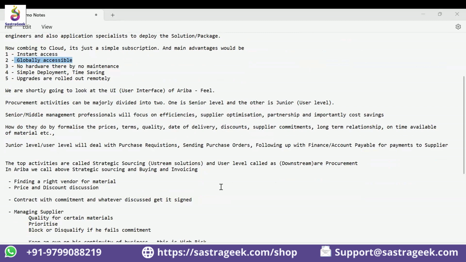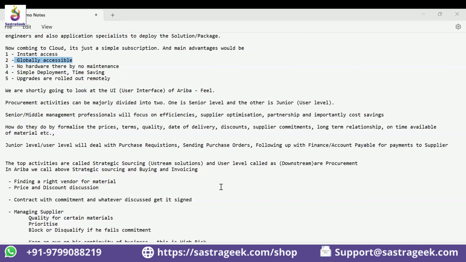The responsibilities are different. The targets and other things are different. In senior or middle management, procurement professionals, basically a buyer, procurement manager, senior buyer, senior procurement supervisor, these people generally focus on other areas. So what kind of areas?